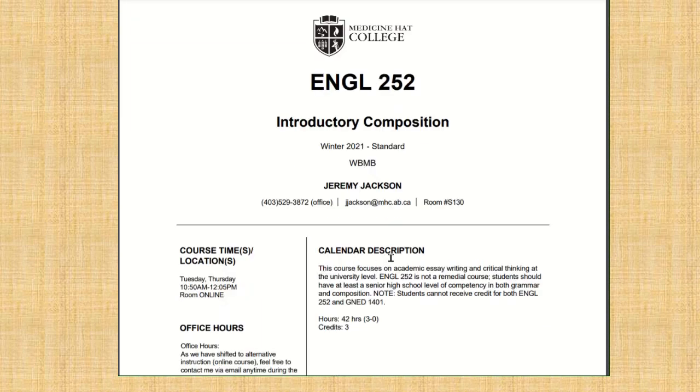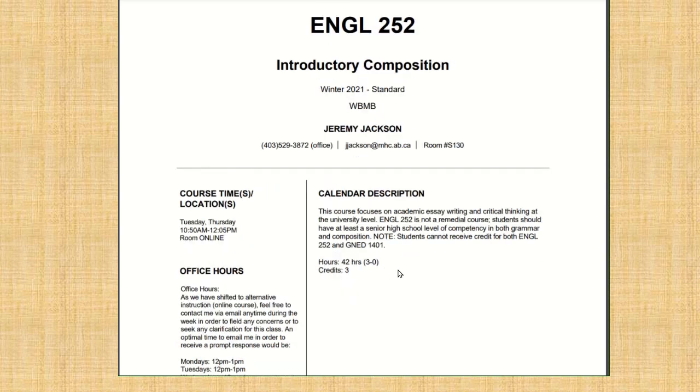Okay, so this class, just reading the calendar description here. This course focuses on academic essay writing and critical thinking at the university level. English 252 is not a remedial course. Students should have at least the senior high school level of competency in both grammar and composition. Note, students cannot receive credit for both English 252 and Gen Ed 1401. The hours are 42 hours. The credits are 3. So over here, in the calendar description, it talks about the idea of critical thinking.